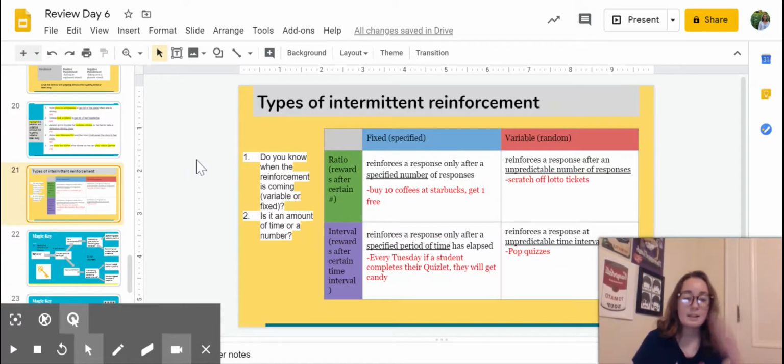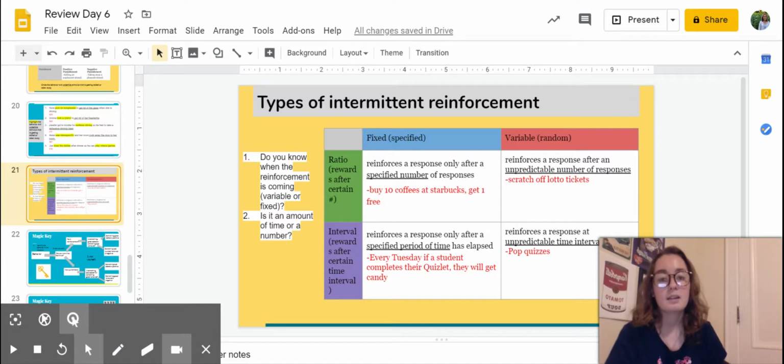Okay, then the next part, and we're in the clear with all these, would be types of intermittent reinforcement. So these are our reinforcement schedules. If you're getting rewarded, there are different theories about what's the best way to do it. Do we want to be rewarded consistently at a specific time, or do we want it to be random, where you don't know when you're getting your reinforcement or reward? So let's look at our different combinations here.